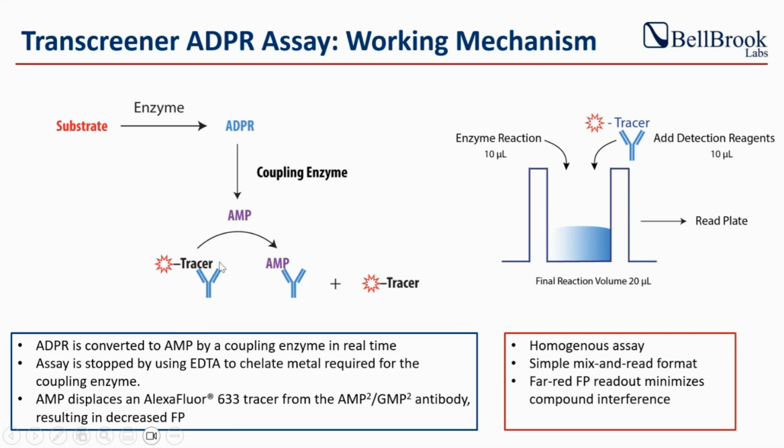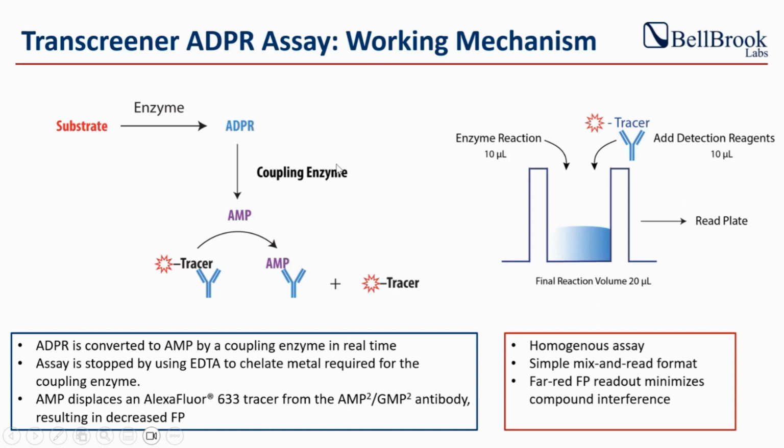So how do we run this assay? This is an example of a 384 well plate. We have 10 microliters of enzyme reaction, and in this 10 microliter enzyme reaction, we have the coupling enzyme to convert ADPR to AMP in real time. In a little bit, I'm going to share with you how we determine the amount of coupling enzyme, because it works in real time.